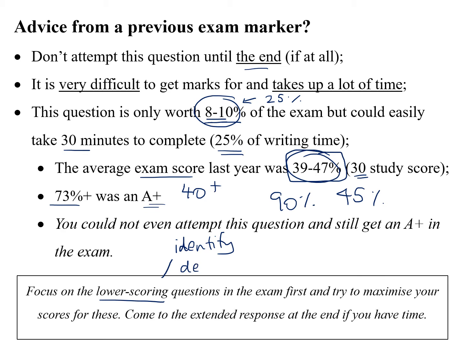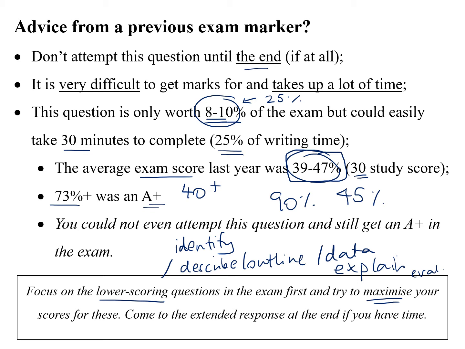Then do your things like your describes or outline or your questions with data. Okay, they'd be the next ones to do. Then your explain questions. Okay, you might have like a program evaluation. That could be worth about 6 marks, so that's worth putting a bit of time into. Do all of those first, write them as well as you possibly can and try to maximize your scores for those, and then come to the extended response at the end if you've got time.